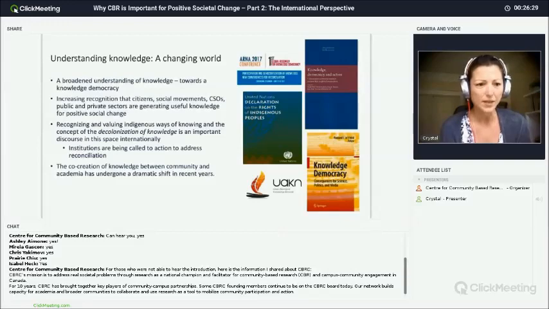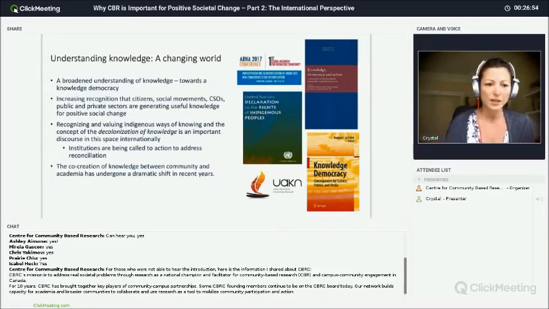This is also part of a broadened call for valuing Indigenous ways of knowing and being, and institutions are now being called at all levels to think about decolonization of knowledge within our institutions, and particularly in Canada in terms of addressing reconciliation, but we're seeing this as a global phenomenon as well. So really this co-creation of knowledge between community and academia has undergone quite a dramatic shift in the last 10 to 20 years.